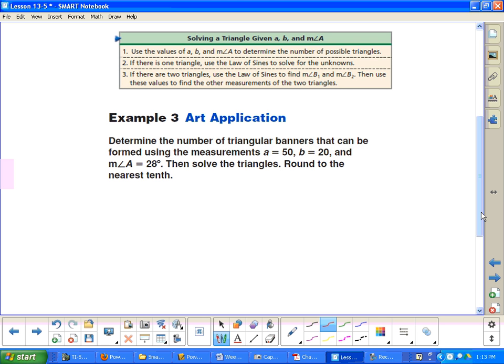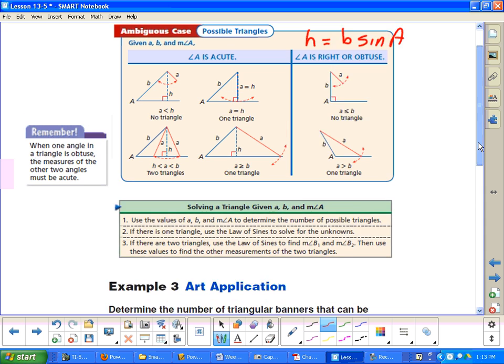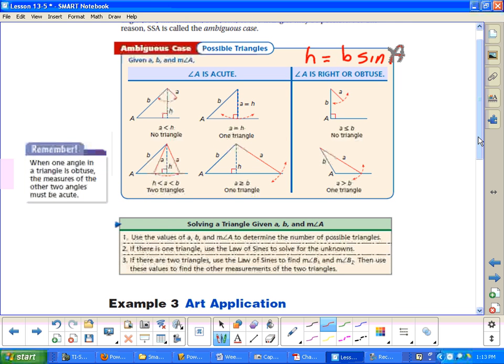And here a is larger than b. a is 50, b is 20. So let's look for acute, when a is greater than b. If we look down here in the bottom right under the section that's acute, it says a is greater than or equal to b. In that case, we're going to have one triangle.